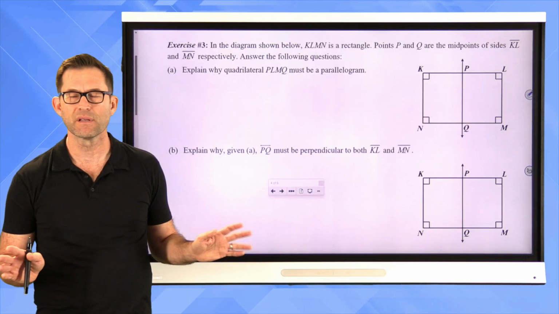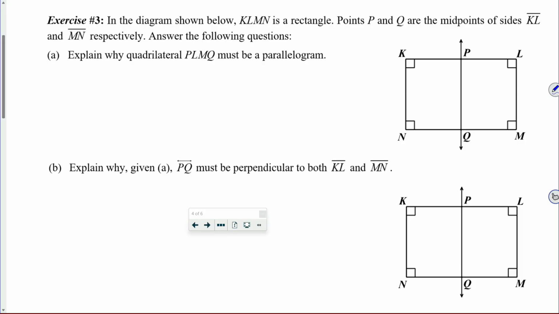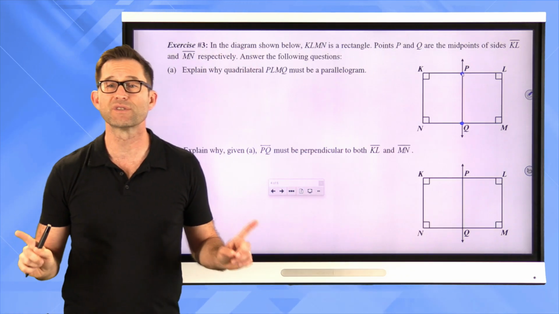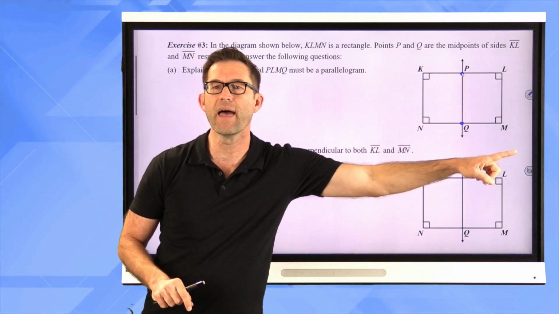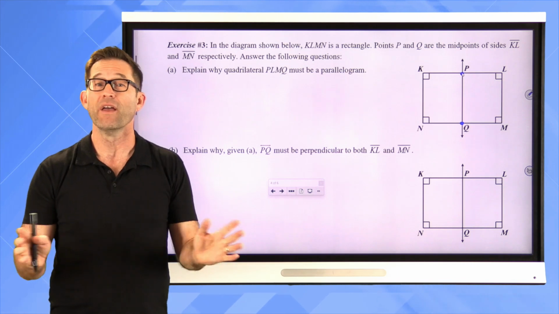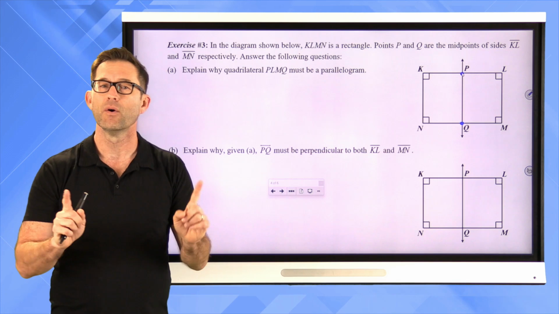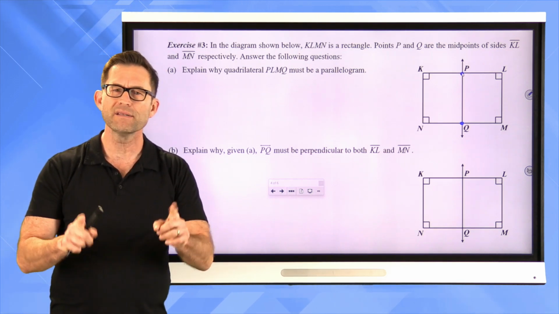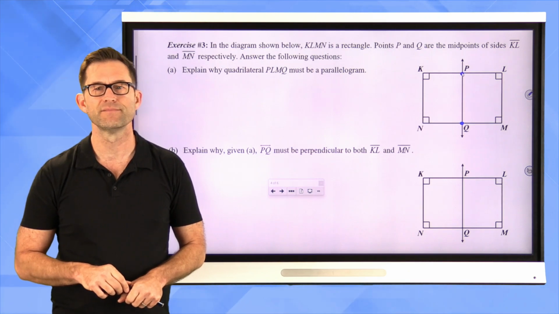All right, now this is a little bit tricky. Again, all we know at this point is that the overall figure is a rectangle, and point P and point Q are the midpoints of those two sides. I'd like you to try to explain why PLMQ must be a parallelogram. I know, you're probably thinking it's not just a parallelogram, it's also a rectangle all by itself. We'll get to that eventually, but why does it have to be a parallelogram? Pause the video now and see if you can explain that.